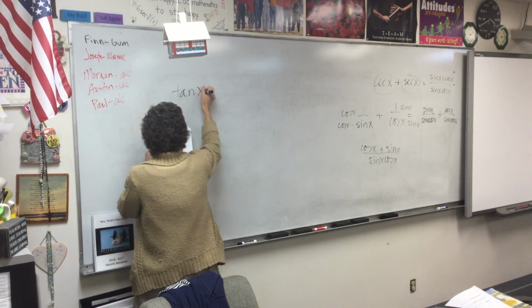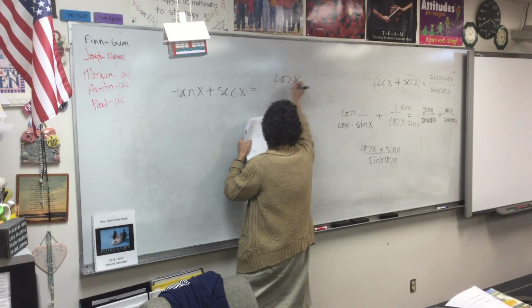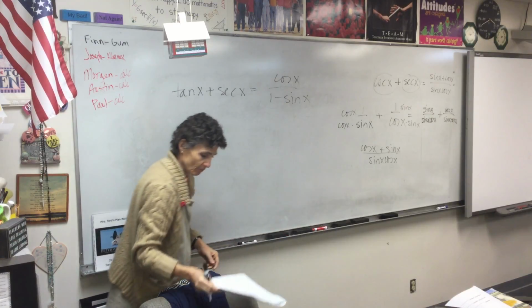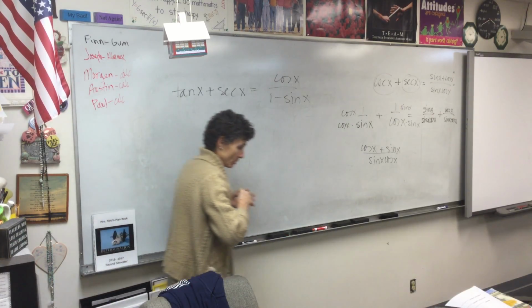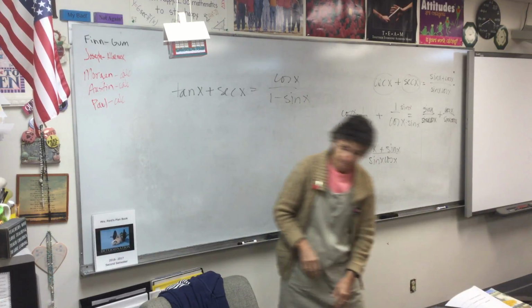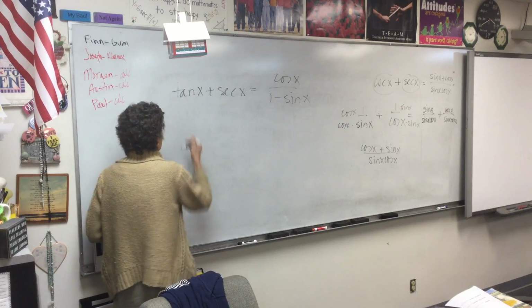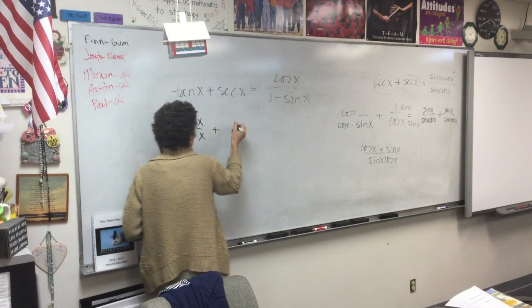So here we go. Tan plus secant equals cosine over 1 minus sine. Last one of these, and we'll move on to something different. All right, so here we go. What is your thought when you look at this? Change these guys into sine over cosine plus 1.